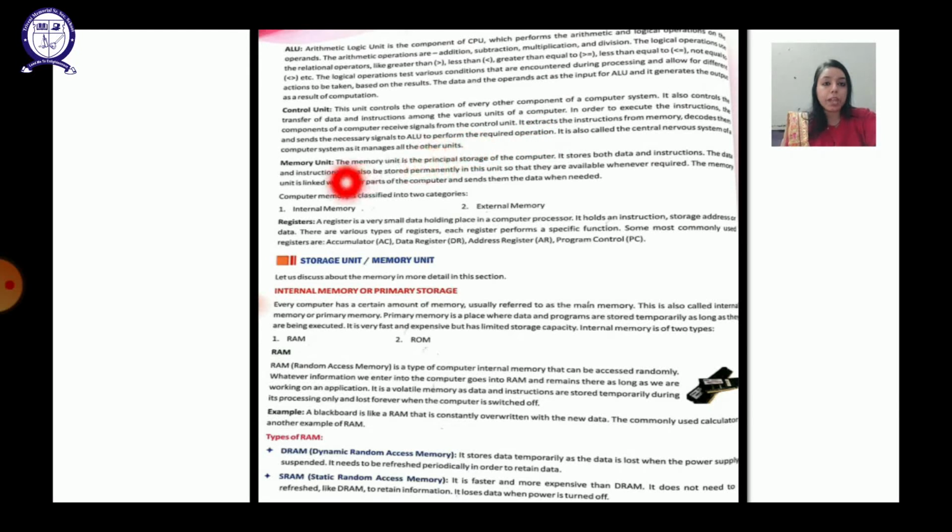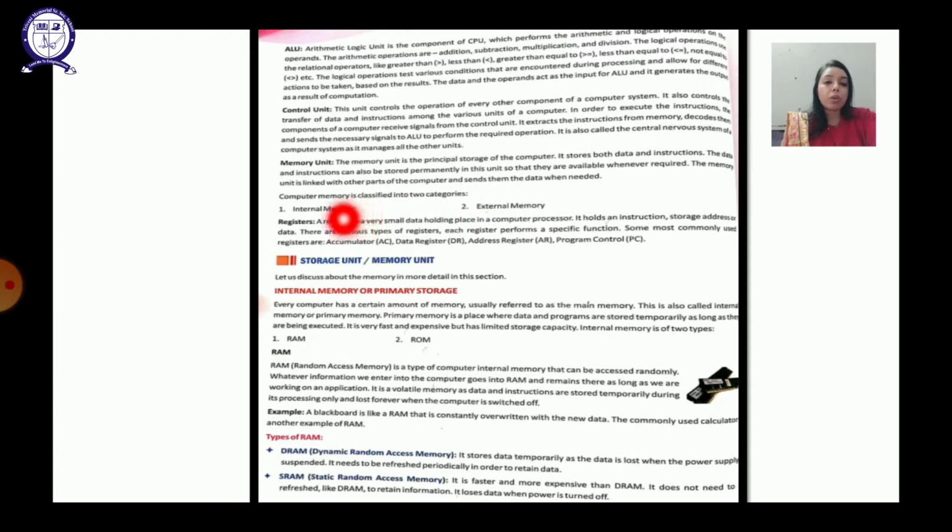Next we have the memory unit. It is the storage of the computer which helps us to store the data and instructions. The secondary storage devices store the data permanently, whereas in primary memory the data is saved temporarily. So the two types of memory are the internal memory and the external memory, or you can say primary memory and secondary memory.